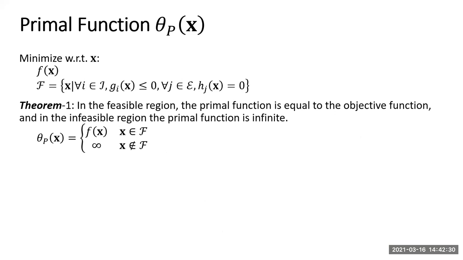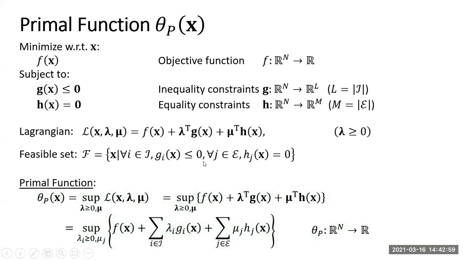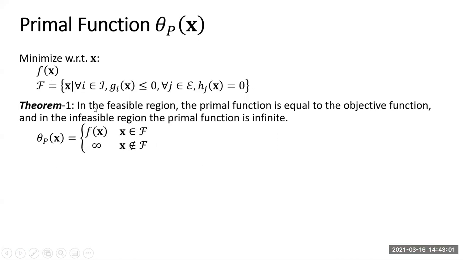Okay, so more on theta p of x. We can formulate our constrained optimization problem as: minimize with respect to x of f(x), where x belongs to F. F is defined as the feasible region, which was this one. This is the feasible region or the feasible set. I should have written, sorry for the typo, x belongs to F, where F is defined by this. So this is a shorthand notation for the same constrained optimization problem.